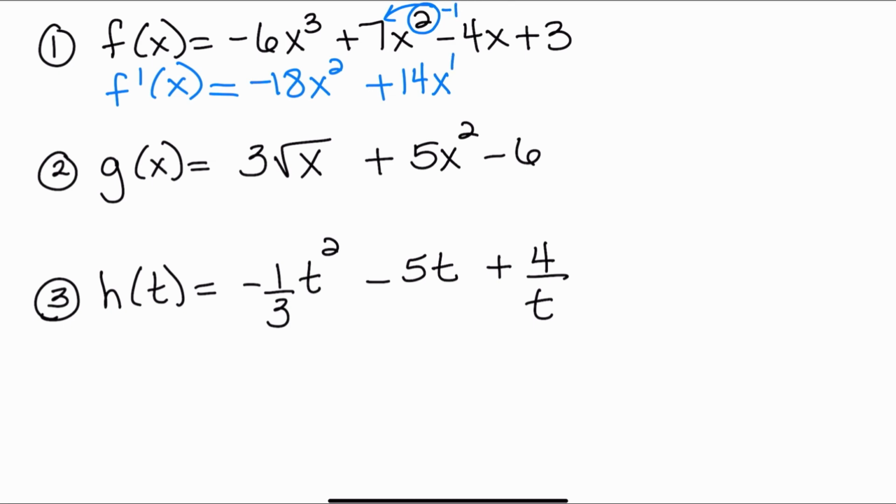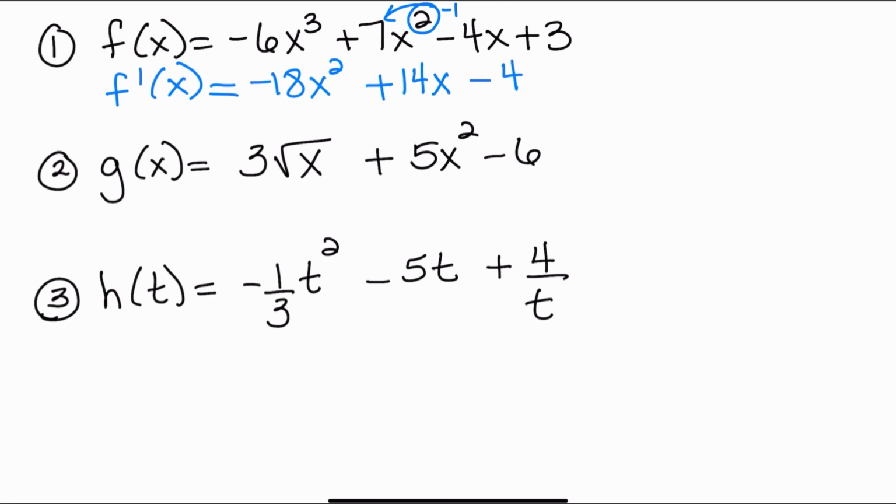And a lot of times we don't write x to the 1 power, so I'm not going to write it either. Then for -4x, remember that we said the derivative of a linear term is just going to be -4. And then plus 3, the derivative of a constant is 0, so that's my final answer.